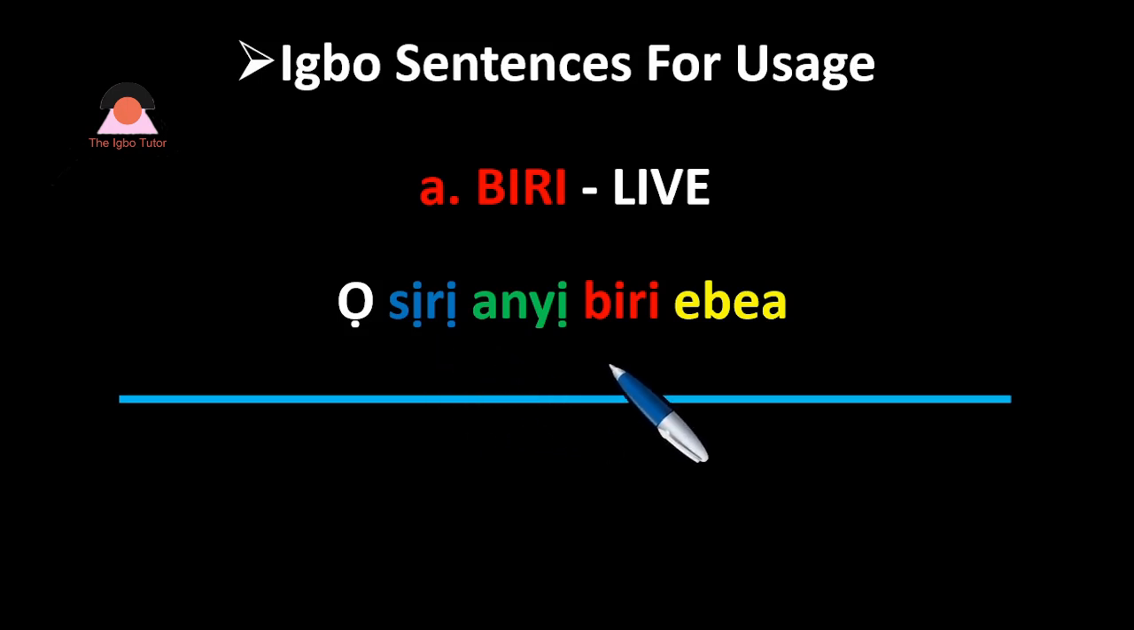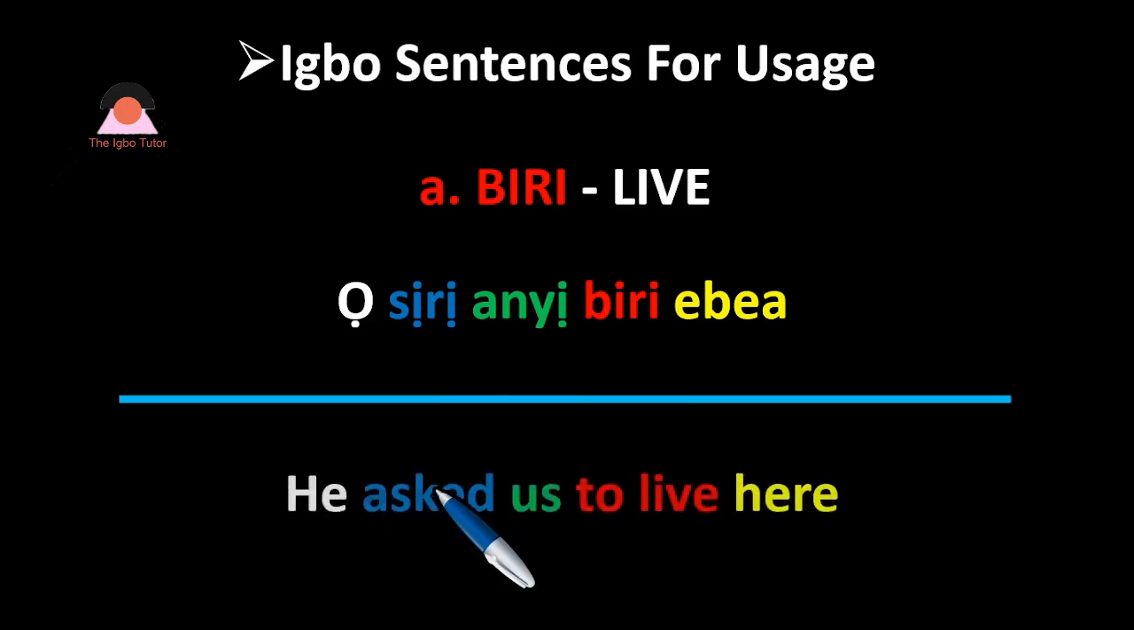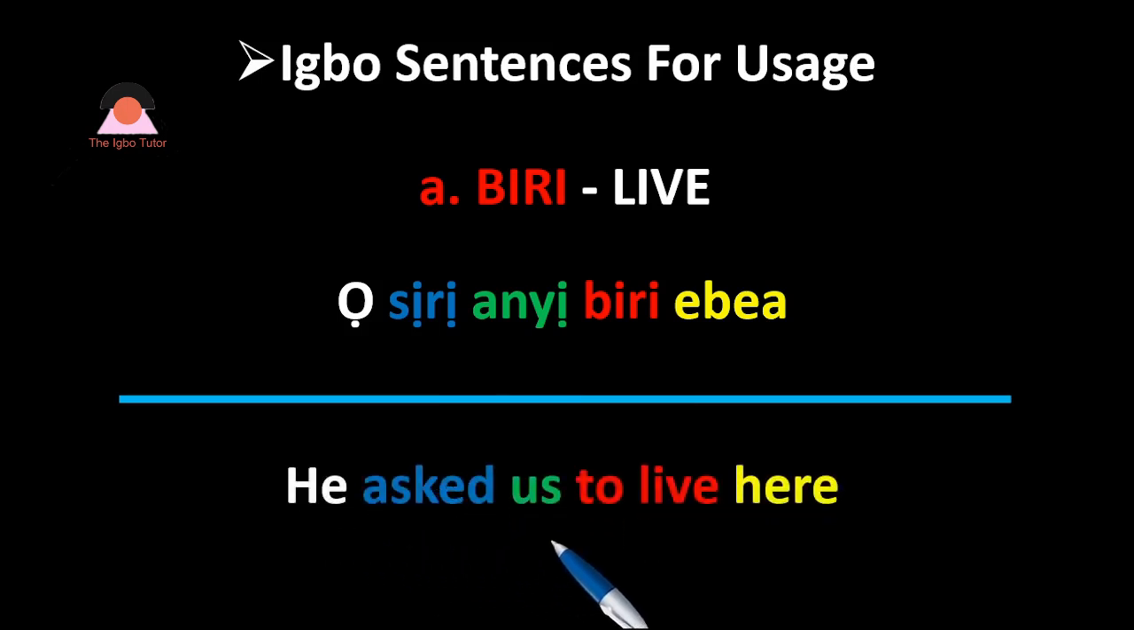So ọ sịrị anyị biri ebe a. What does this mean? It means he asked us to live here. So this biri in this form is used for instruction, to live.